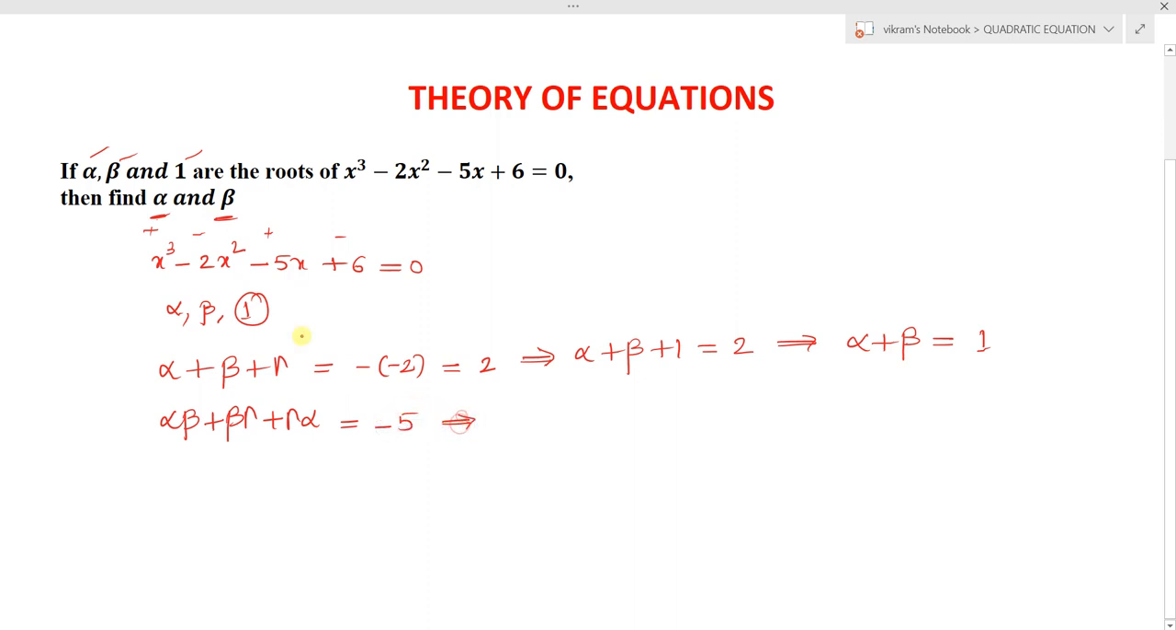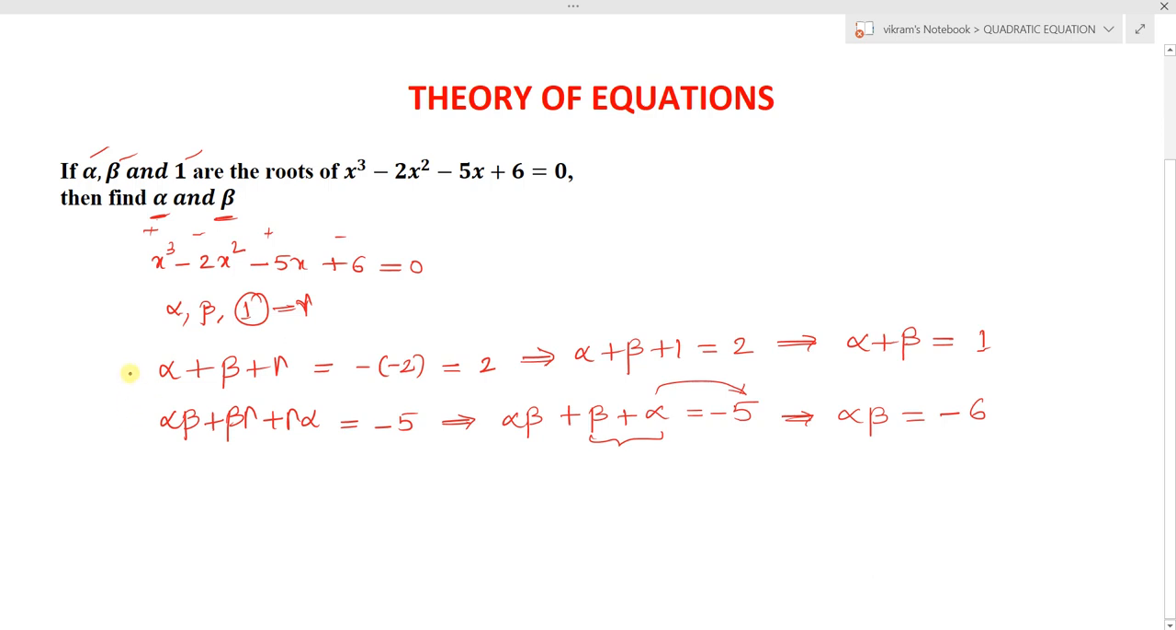So with gamma equal to 1, we obtain alpha beta plus beta plus alpha equals minus 5. Since alpha plus beta equals 1, we can write alpha beta equals minus 5 minus 1, and moving the 1 to the right-hand side, we get minus 6.